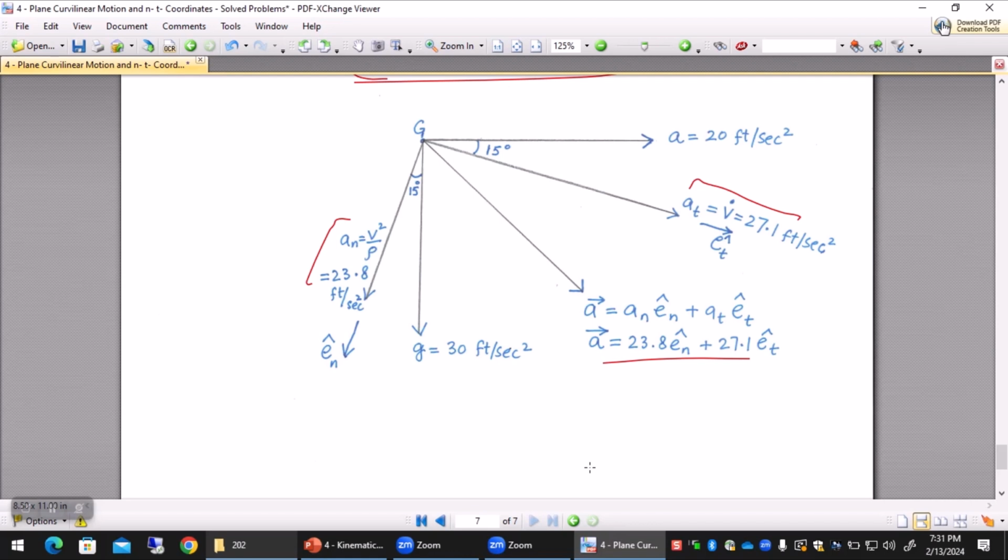So the summary is that I learned how to write acceleration in the n and t coordinate system, right? Just like we were doing for x and y coordinates, now we are using a different, rotated axis, one of which is in the tangent direction to the path and the other is perpendicular to that.